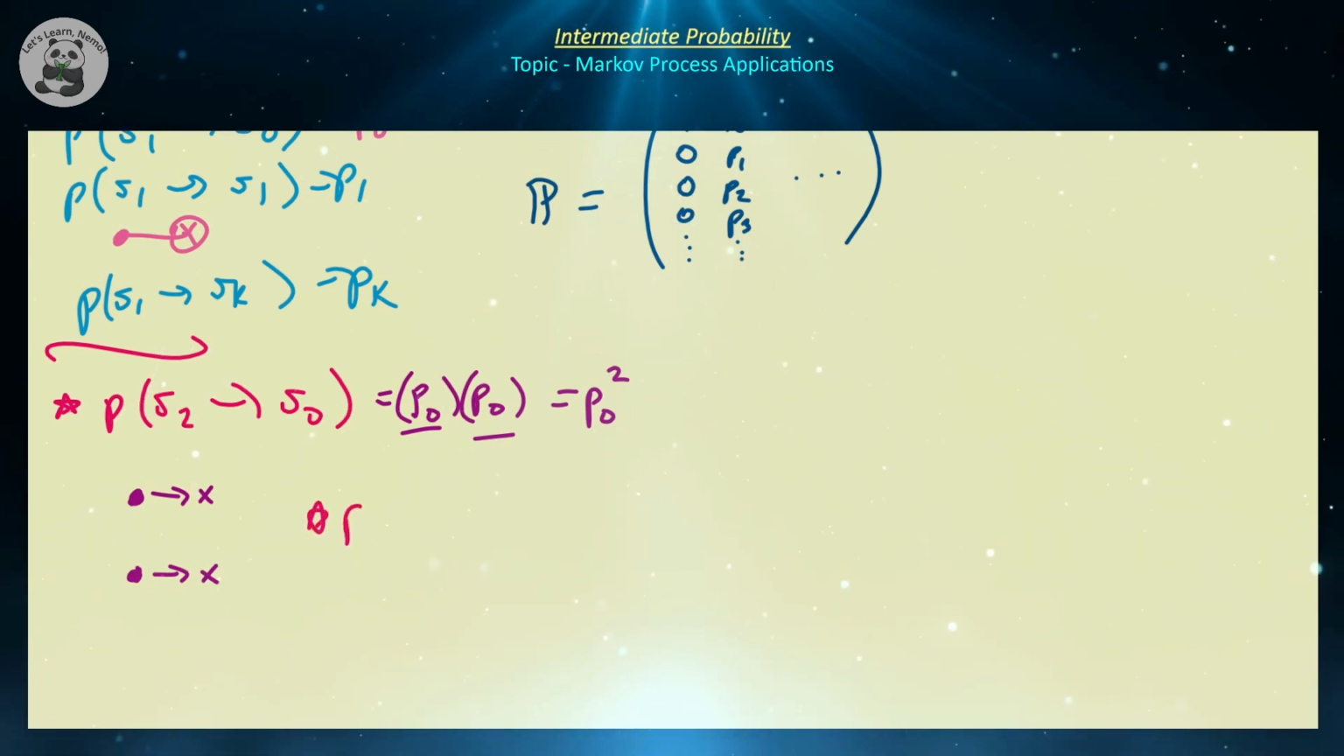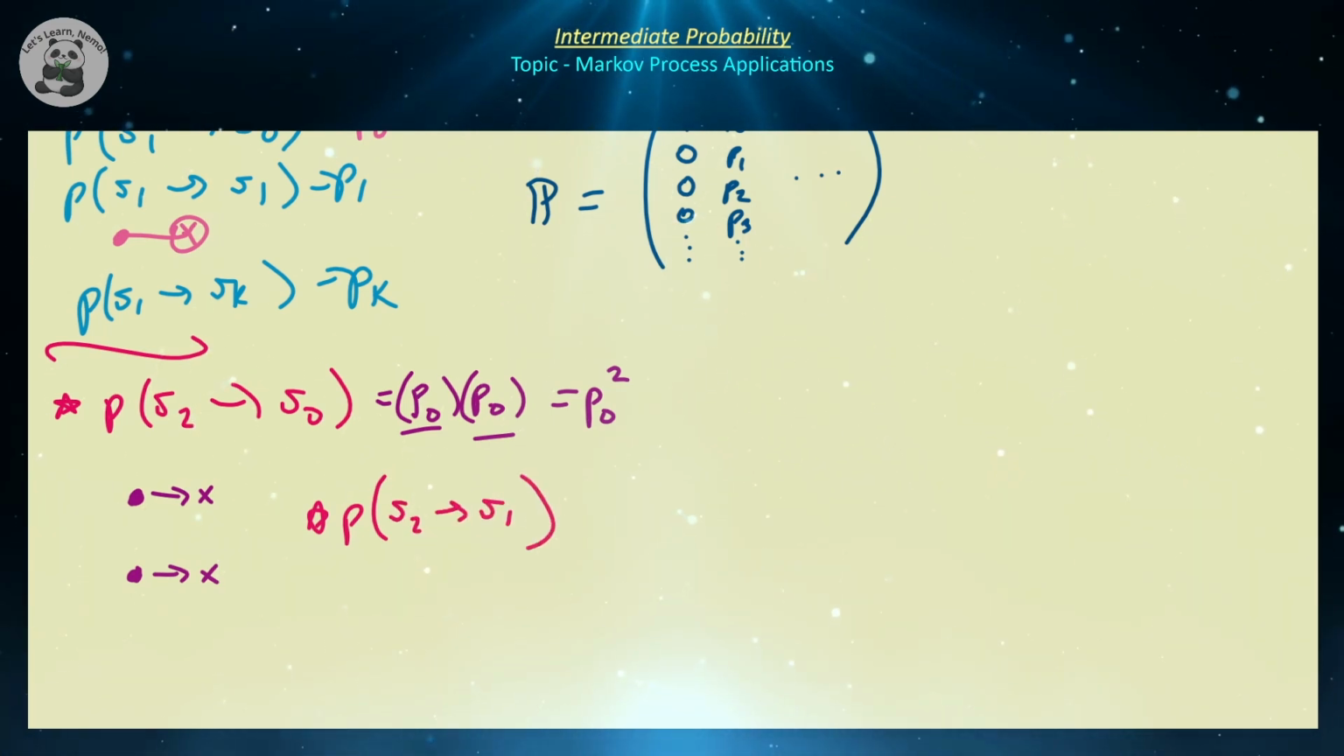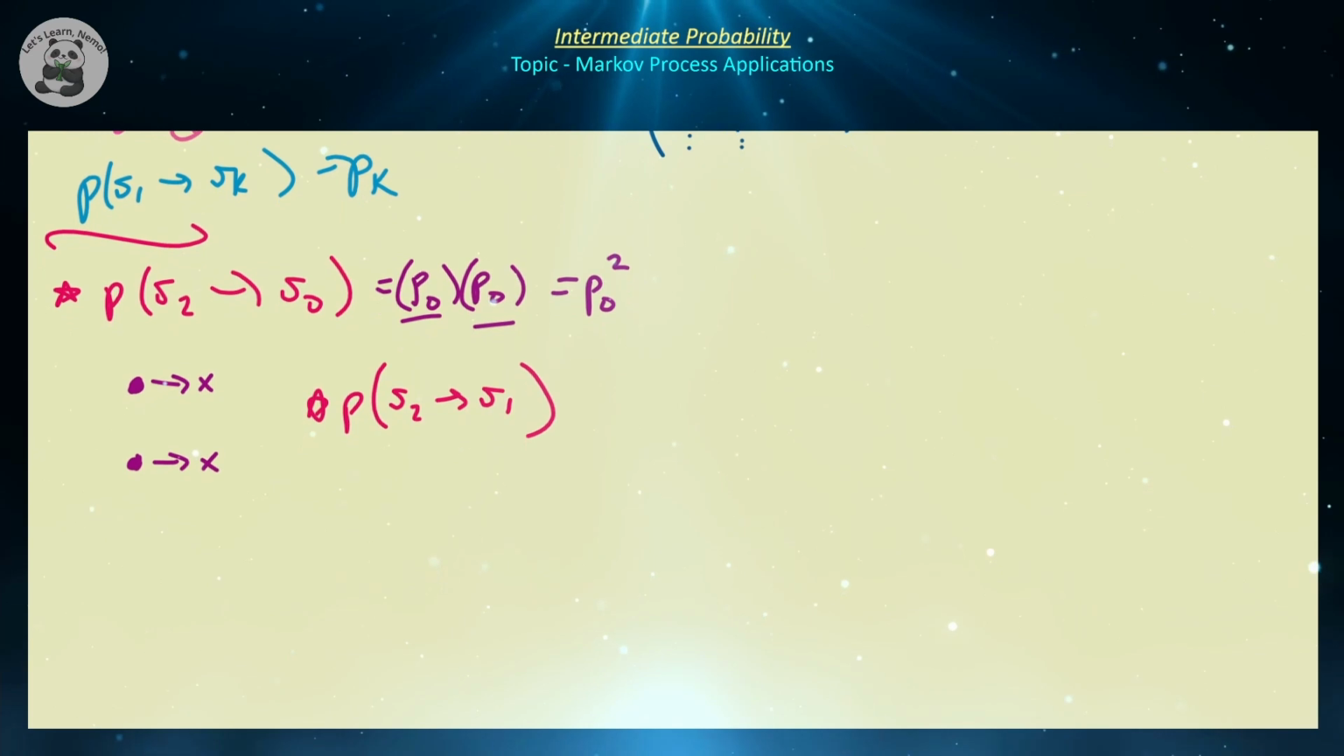Now let's look at the probability of transitioning from S2 to S1. So again, we start off with 2 nodes. Let's call this node here and this here.